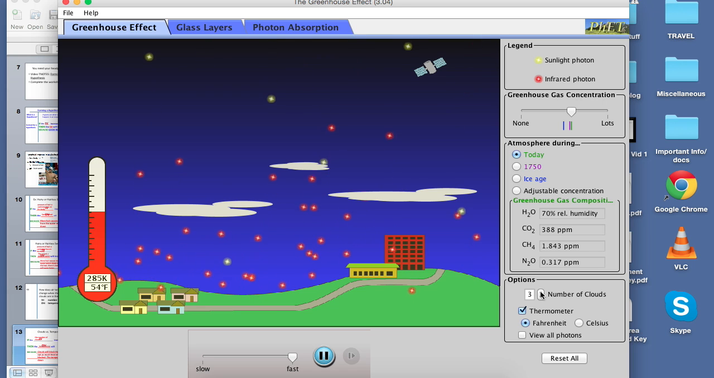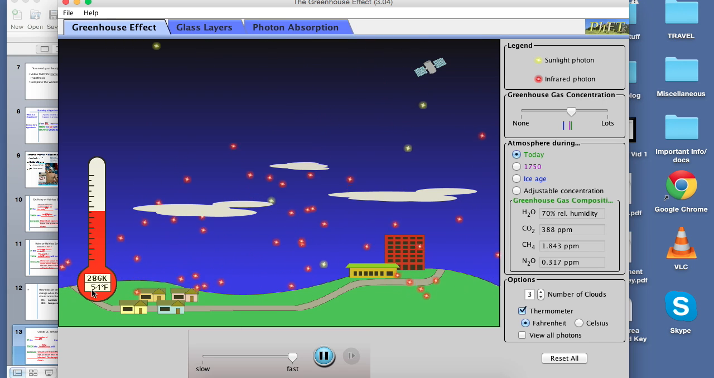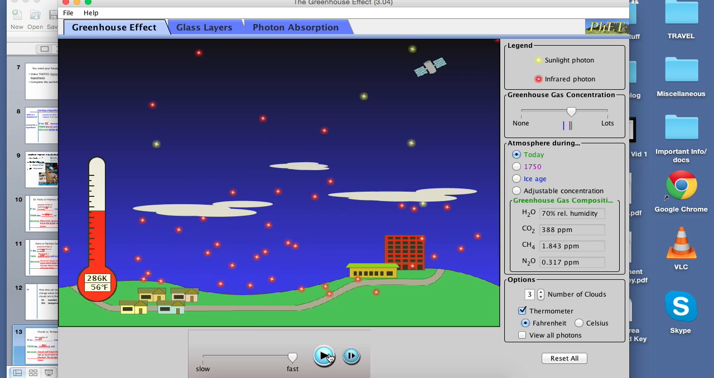Okay, I think we can safely say from watching this, I'll go ahead and pause this, that the temperature is lower and it's going lower over time in comparison to what it was when we first began.